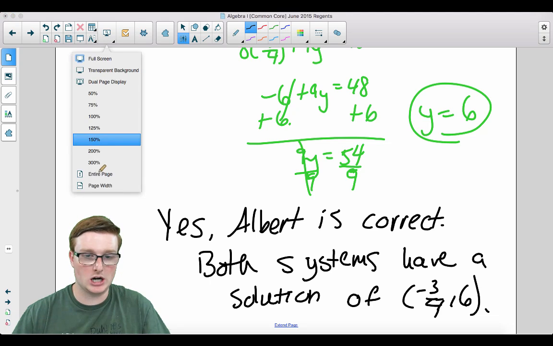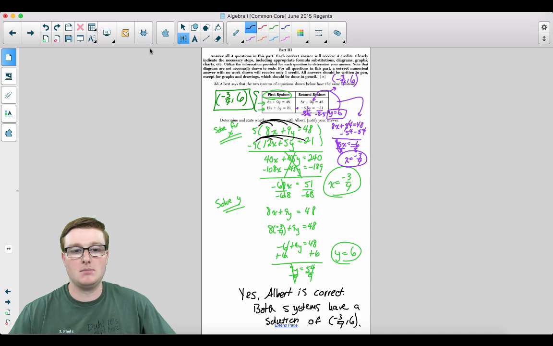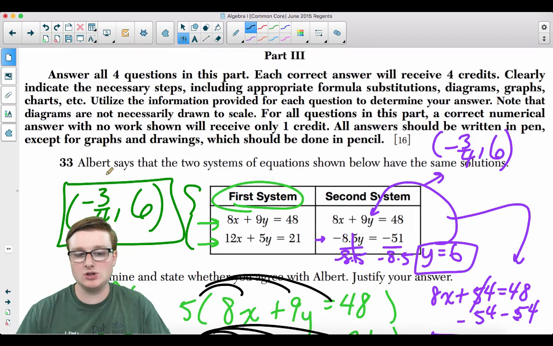That is a lot of work. Yeah, certainly a lot of work. You probably can't even see that on your screen. But if you need to rewind, please do so.